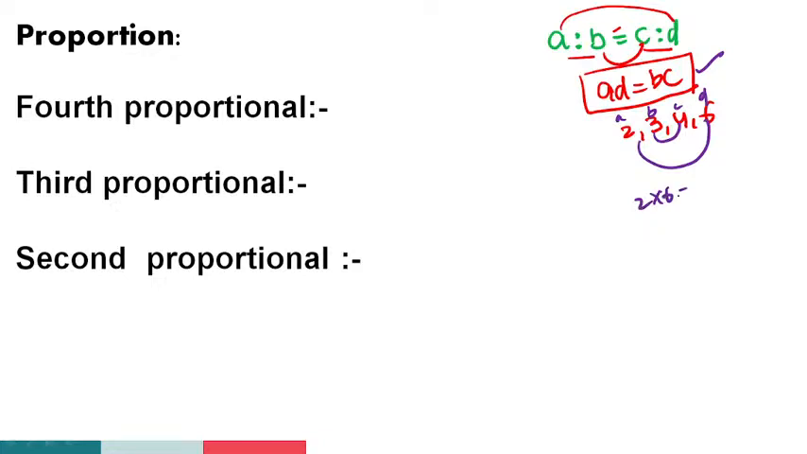Then 2 into 6 is equal to 3 into 4. 2 sixes are 12, 3 fours are 12. 12 is equal to 12. Is it a proportion or not? Yes, it is a proportion. Both sides are equal. For example, 12 is equal to 10. Is it a proportion? No, it is not a proportion. A proportion means two ratios are equal.